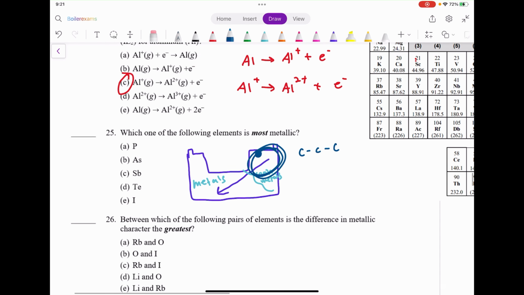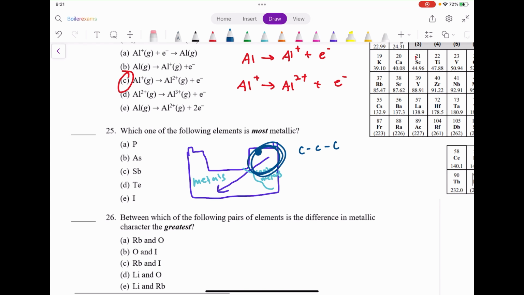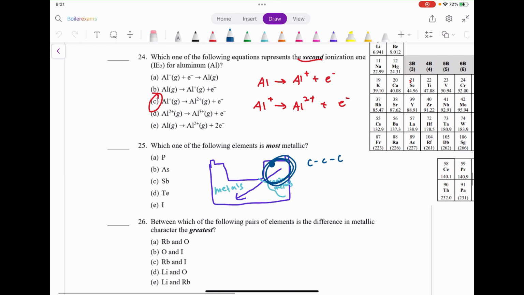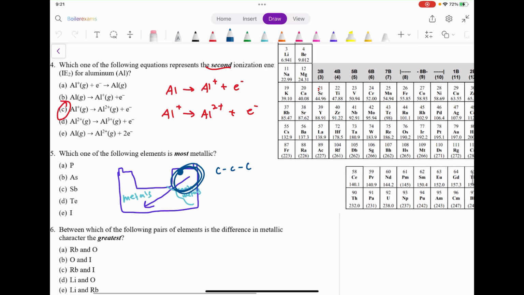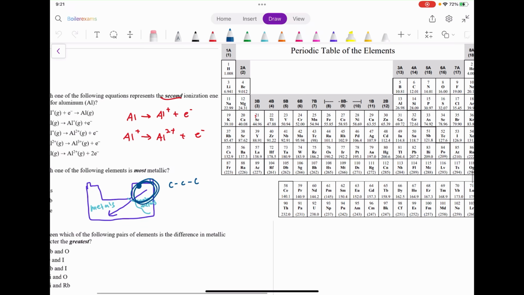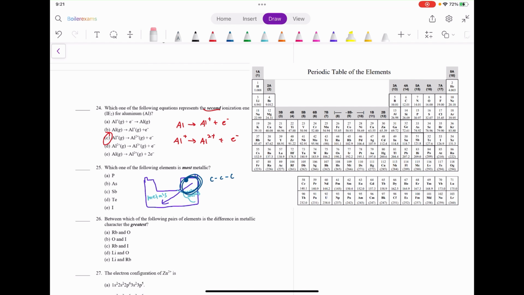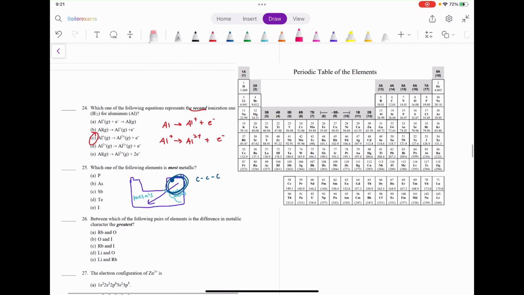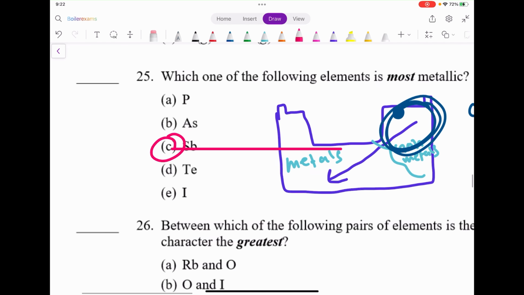So if the bottom left is where the metals are, let's find out where our answer choices are in the periodic table, and then just see which one is the most bottom left. Phosphorus is right here. AS is right there. SB, this is convenient. SB is right below it. TE is to the right and iodide to the left. Which one is the most bottom left? Whatever SB is. Okay.